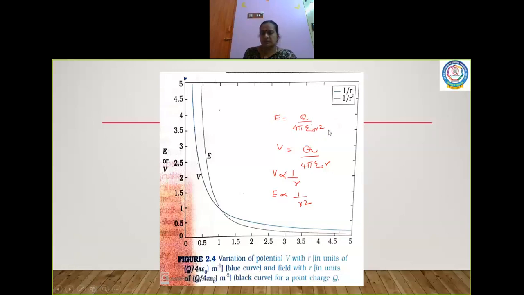Suppose the distance is 1 centimeter, let us say the value of electric field is 10 Newton per Coulomb. Suppose I increase the distance to 2 centimeter, how will the electric field decrease? The electric field will decrease 4 times because 2 square. Now if I increase the distance to 3 centimeter, 3 square will be 9. The electric field will reduce 9 times.